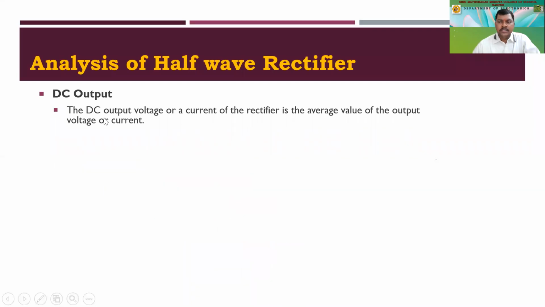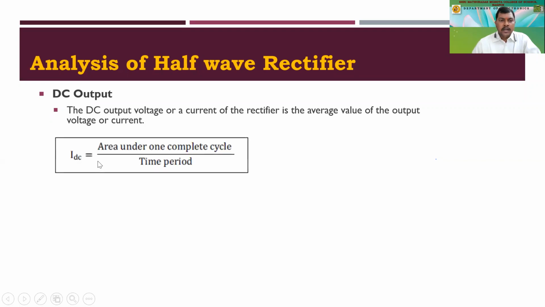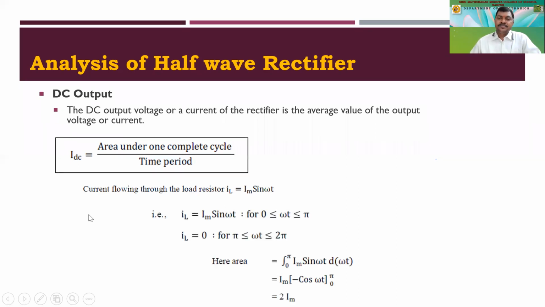So we were working on DC output voltage. The definition of DC output voltage or current of a rectifier is the average value of the output voltage or current, right? And the equation of that is IDC is equal to the area under one complete cycle divided by the time period. So first we need to calculate the area. For that, we need to know the current flowing through the load resistance, and that is IL equal to Im sin omega t.